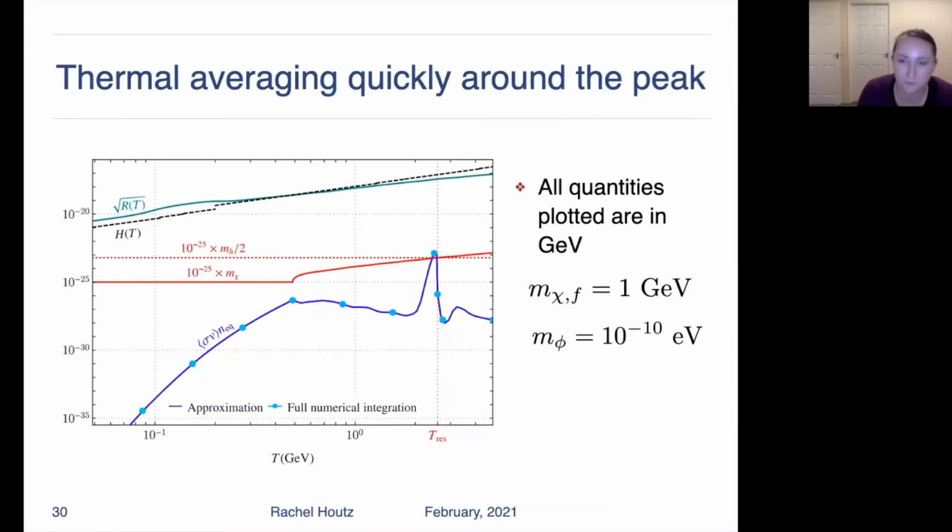So basically, for this plot, we've chosen a morphon mass that's 10 to the minus 10 eV, and a final dark matter mass that's 1 GeV. And then we've plotted the dark matter mass as it changes with temperature. And then we've also plotted our approximation of the thermally averaged cross section plus the full numerical integration. And then the top two lines are Hubble as a function of temperature, and then the square root of the Ricci scalar. And all of these values are in GeV on the y-axis. And so you can see that we have exactly the behavior we want. The full numerical integration matches the approximation, and we get this nice peak right as the dark matter passes through half the Higgs mass.